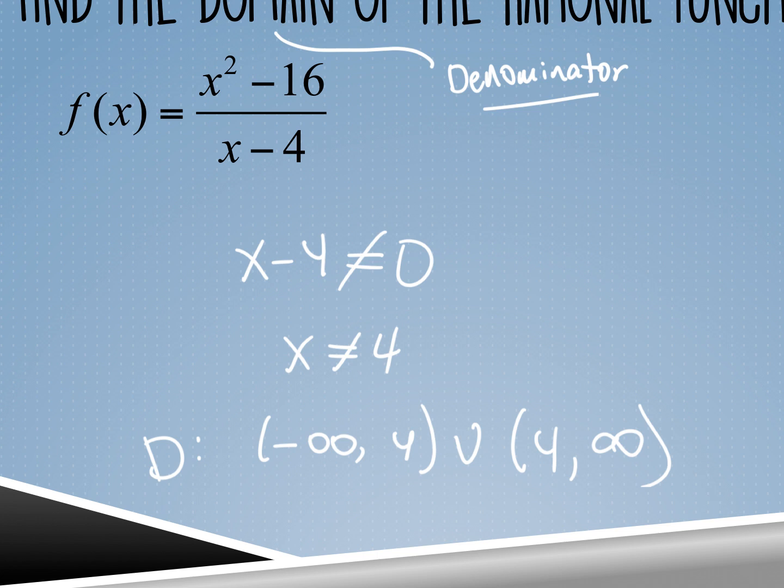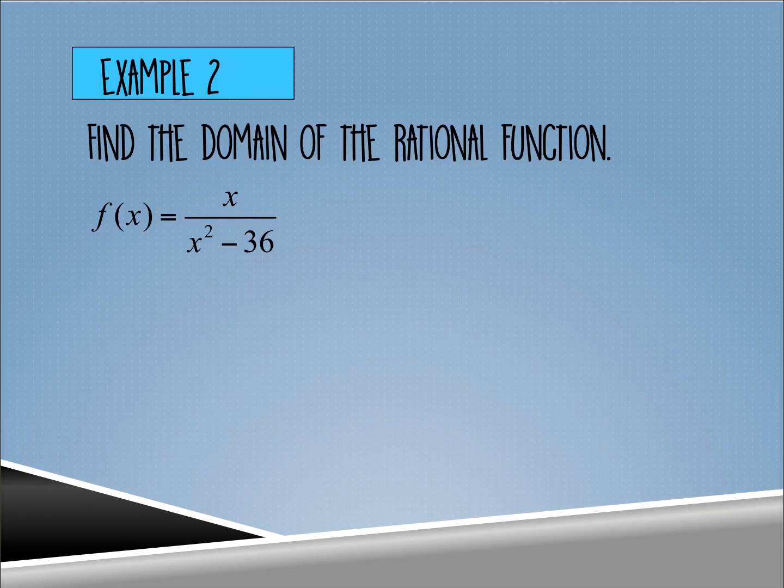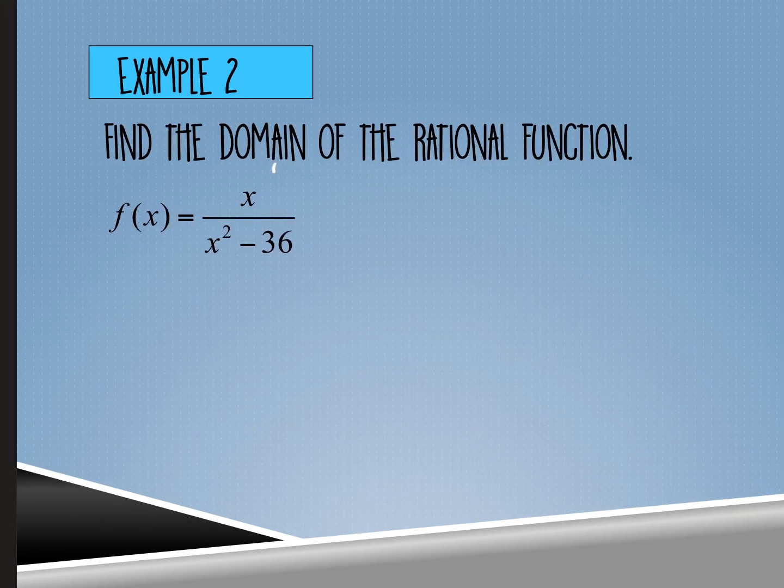All right, look at the next one. All right, find the domain. Oh, I see the word domain, so I think denominator. That's where I'm looking. I look at my denominator. Is this a variable in a denominator? Is this underneath a radical, or is it a combination of both?